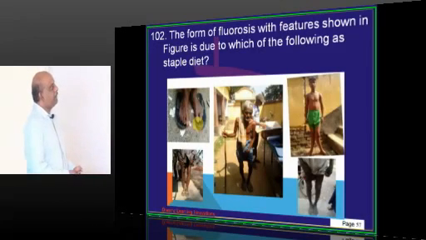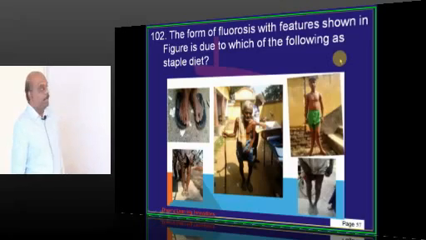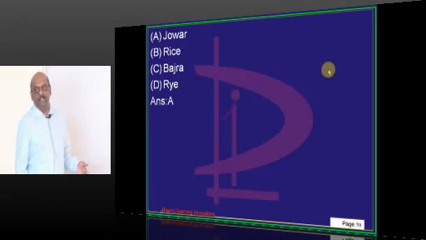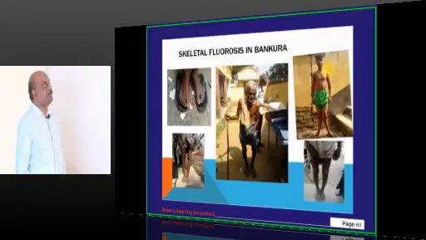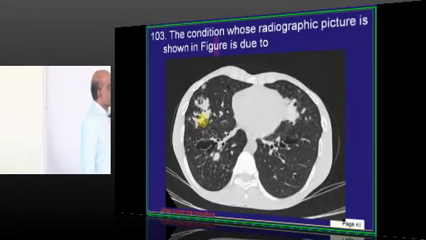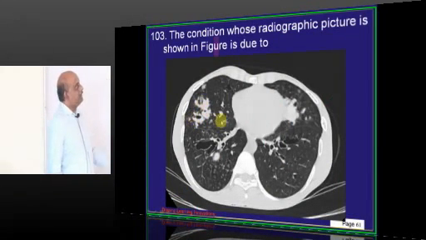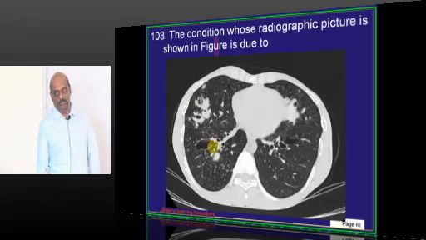Now this is typically patients have fluorosis, coxa valga. It is typically more common in the communities which are jowar eating, is what you need to appreciate. So what is this condition whose radiographic picture is shown?